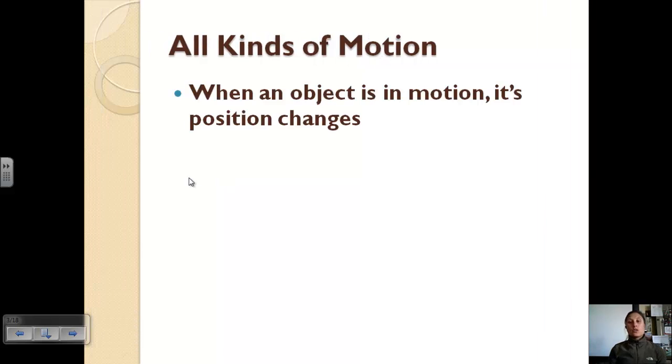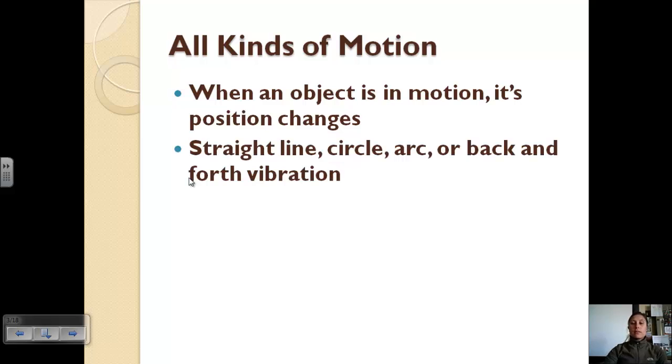Okay, there are all kinds of motion. When we talk about velocity, we're going to talk about motion. And when an object is in motion, its position is changing. This could be a straight line. It could be a circle, an arc, back and forth, whatever. Its position is changing as it is in motion.